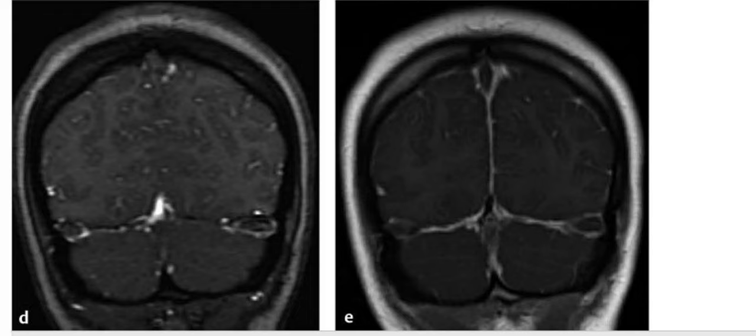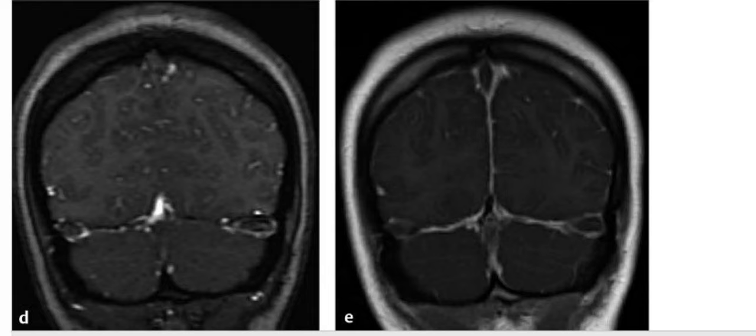And the corresponding coronal T1 post contrast image here shows the empty delta sign with the enhancement around the non-enhancing filling defects within the superior sagittal and transverse sinuses. So the key finding here is of the hyperdense dural venous sinuses on CT and loss of flow signal on MRV and filling defects post contrast. So this is the diagnosed case of venous sinus thrombosis.